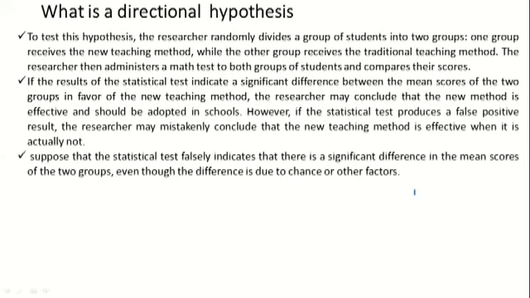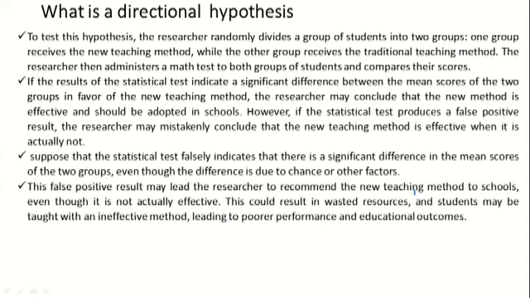And suppose that the statistical test falsely indicates that there is a significant difference in the mean scores of the two groups, even though the difference is due to chance or other factors. These false positive results may lead the researcher to recommend the new teaching method to schools, even though it is not actually effective. And this could result in wasted resources, and students may be taught with an ineffective method, leading to poorer performance and educational outcomes.